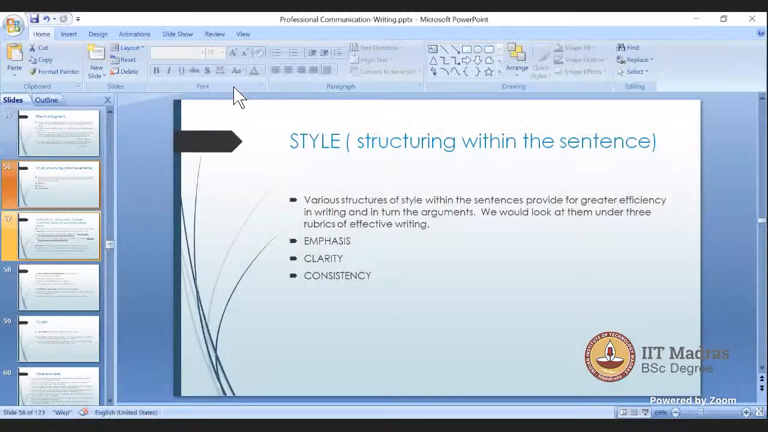No? Okay. Anyway, so we'll start for today. So we'll be continuing from where we stopped last time. I think we stopped at fragments, and this is going to be the final lecture on style as such.